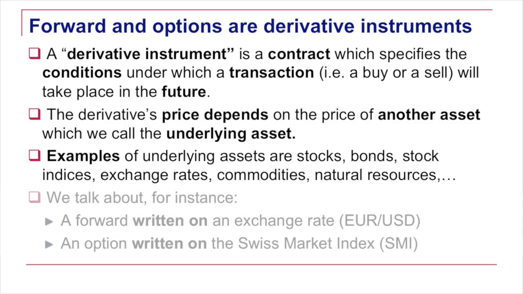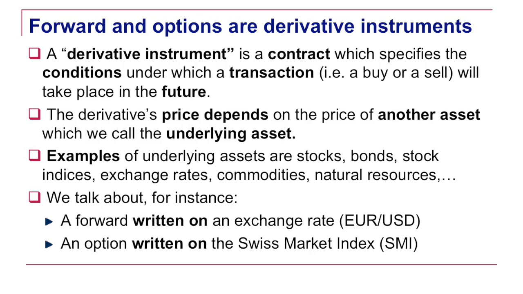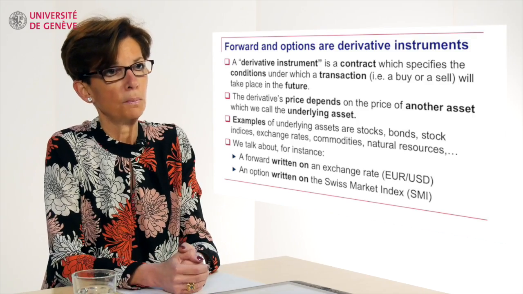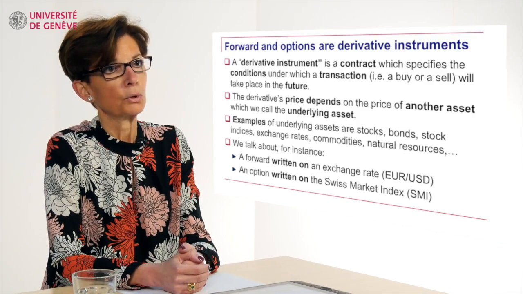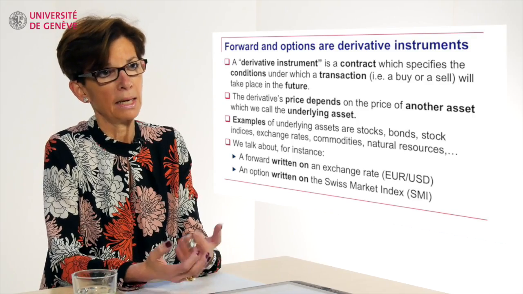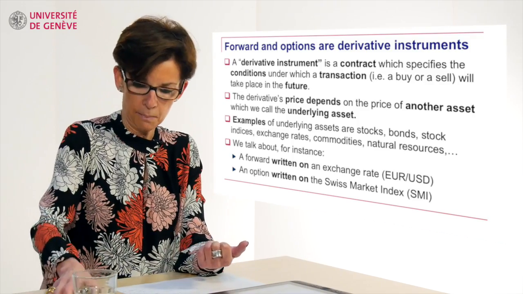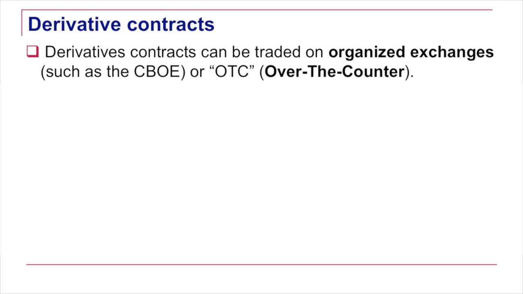So we can talk about a forward contract written on an exchange rate, for instance, the euro-dollar exchange rate, or we can talk about an option contract written on the Swiss market index, the so-called SMI index, just to take two examples. Derivative markets are huge markets, as we'll see in a minute, and they can be traded either on standardized exchanges such as the CBOE, which stands for Chicago Board Options Exchange, or they can be traded OTC, which means over the counter.